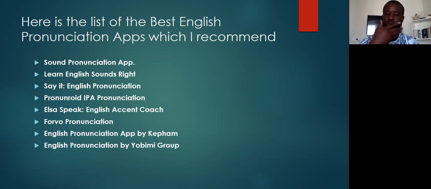So here they will show you a word, and then you will repeat after the word. If you make some problem with the accent, they will warn you and say, no, we don't read it like this, but you have to read it like this and that, okay? And we have also Forward Pronunciation, and we have the English Pronunciation app by Kevin, okay? And we have the other one, which is English Pronunciation by Yobimi Group, okay?